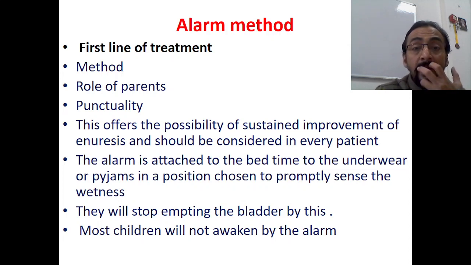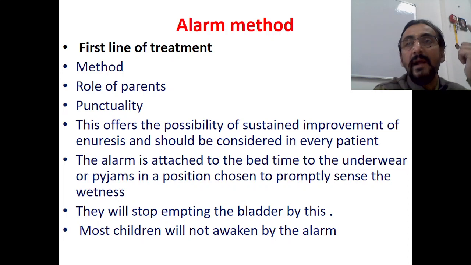So this offers the possibility of sustained improvement of enuresis and should be considered in every patient. This is the first line of treatment. And if it is not working, if it has failed, then you have to go for the next line. This alarm is attached to the underwear or pajamas in a position chosen to promptly sense the wetness. In the alarm method, there are probe-like structures. That probe has to be attached to the pajamas or the underwear, and as soon as the pajamas get wet, suddenly the alarm rings and the child will get up.